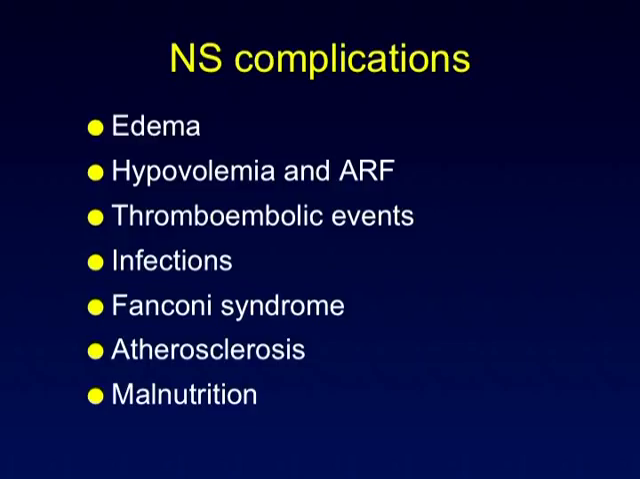Infections: if they're wasting a lot of protective immunoglobulins through the urine, they may be at increased risk of infections. Fanconi syndrome: if the amount of proteinuria damages the tubules, they may develop subtle abnormalities of tubular physiology, such as wasting of potassium and magnesium. Atherosclerosis, because they have very high lipids, this might be a problem in the long run, and then malnutrition.